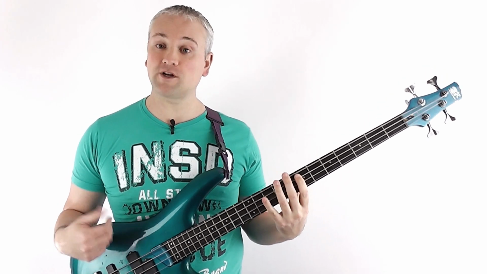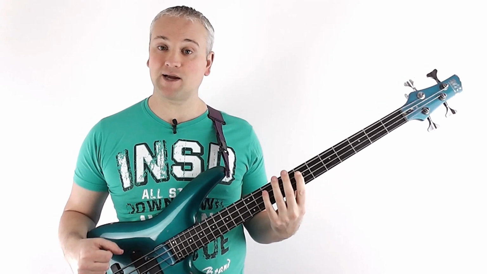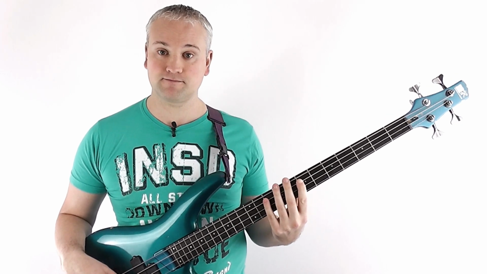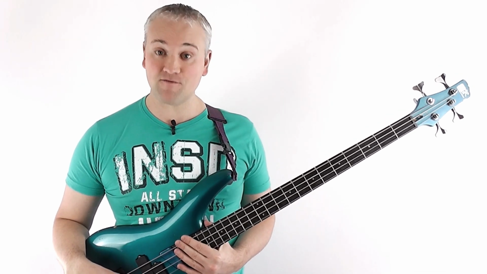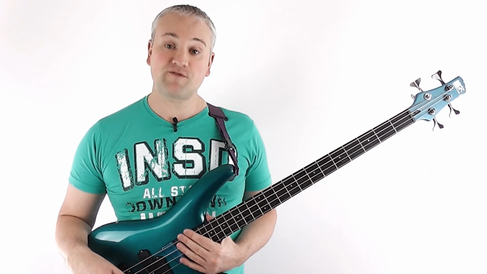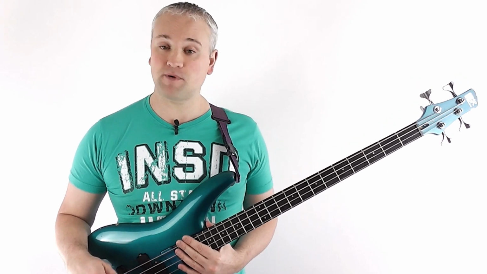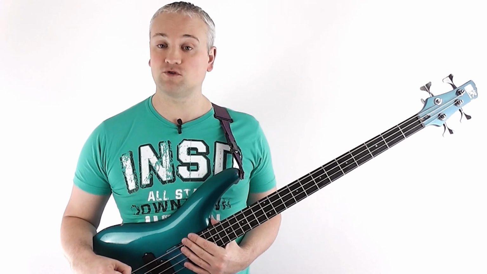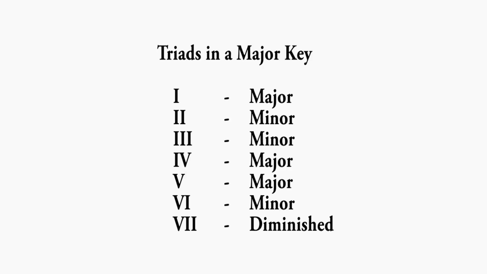So chord 1 is major, chord 2 is minor, and chord 3 is minor. Now we can apply this process to every scale degree and we end up with a sequence of chords. We refer to these chords in a key by number and they're often written as Roman numerals. So chord 1 is major, chord 2 is minor, chord 3 is minor, chord 4 is major, chord 5 is major, chord 6 is minor and chord 7 is diminished in a major key.